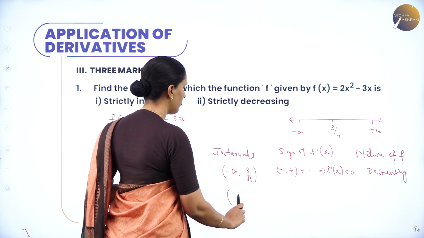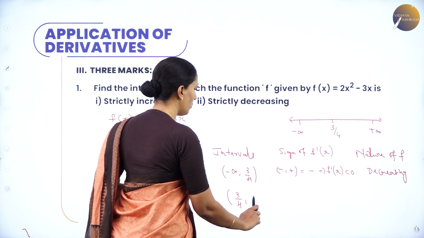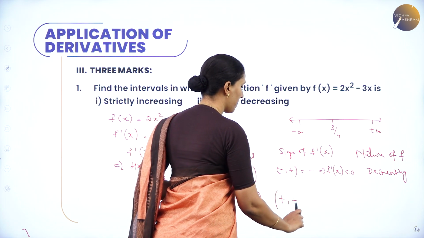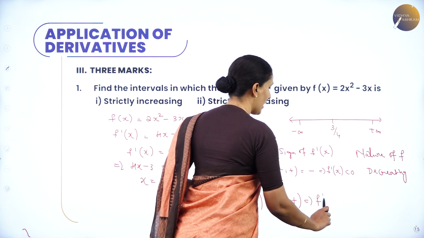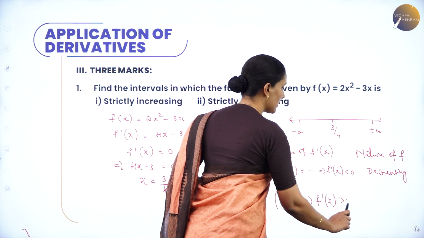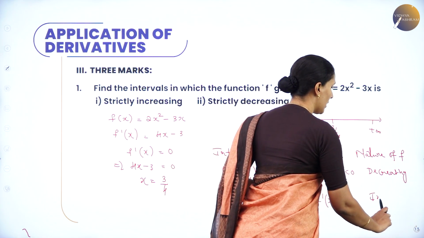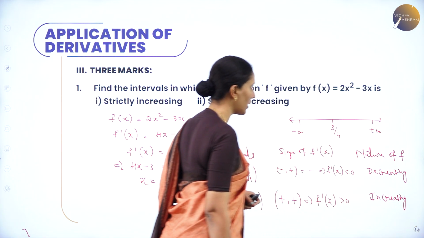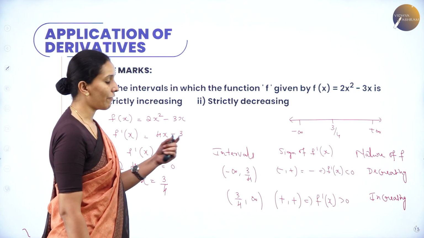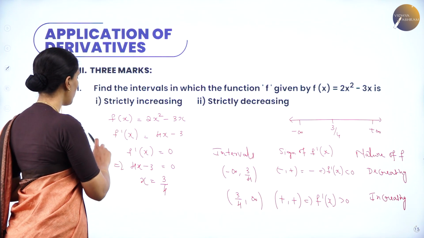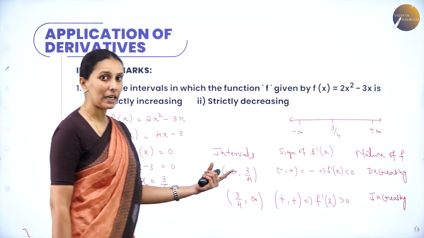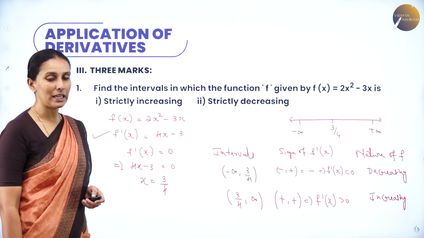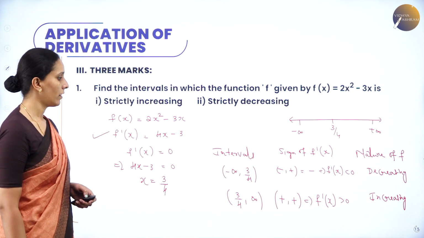Next, we have the interval from 3 by 4 to infinity. So here both are positive. So this implies f dash of x is greater than 0. Therefore in this interval it is increasing. So take any value greater than 3 by 4 and substitute in f dash of x. If you substitute, it is greater than 0 there. So obviously f will be increasing in that interval.